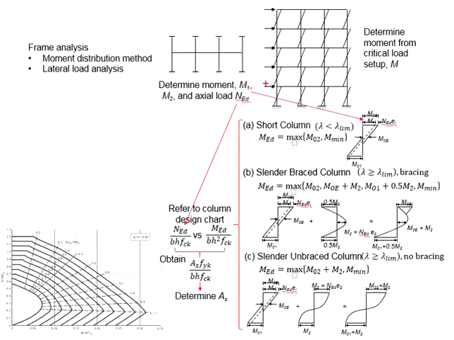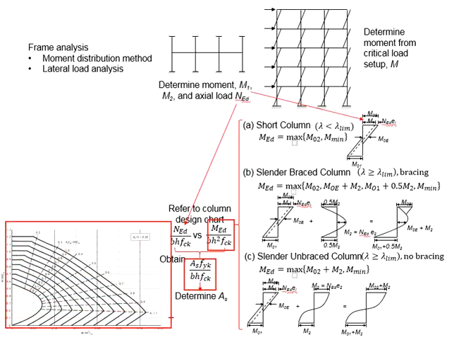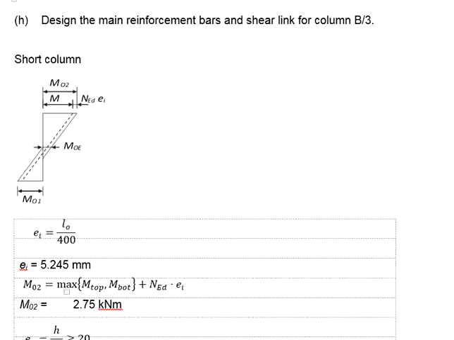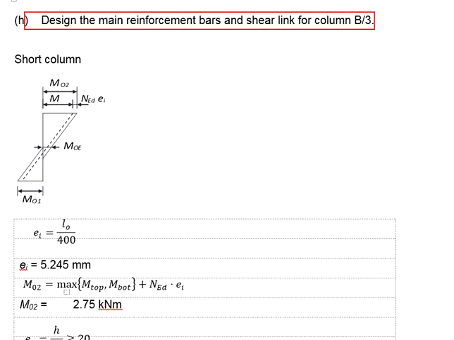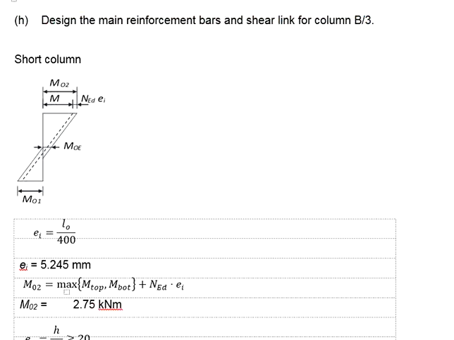That means in order to compute the design moment, we will need to refer to the category of the short column. It is only after we have done the calculations of the design moment, put it into the equations, and found the As required from the column design chart. With that understood, let us look into the solutions for the design of the main reinforcement.